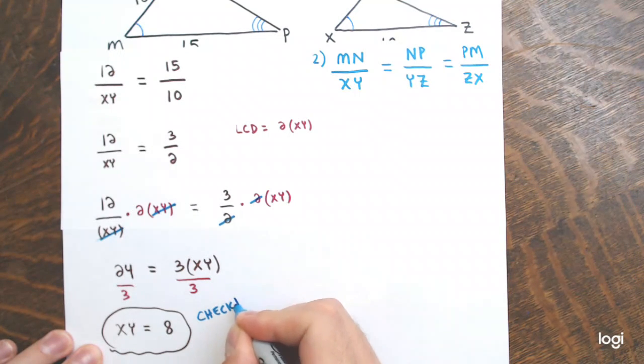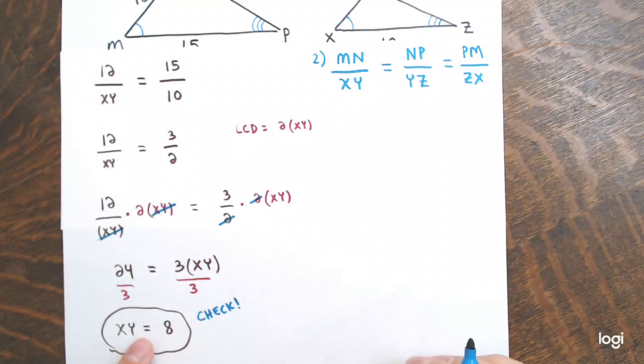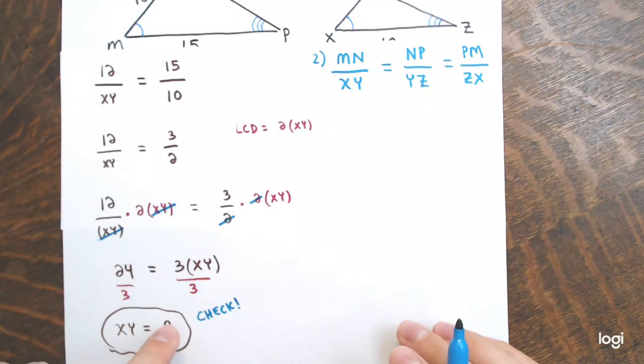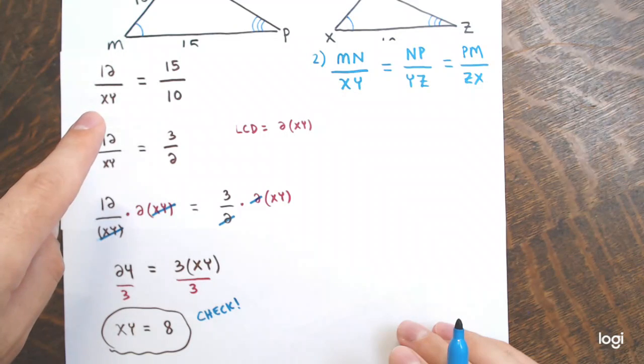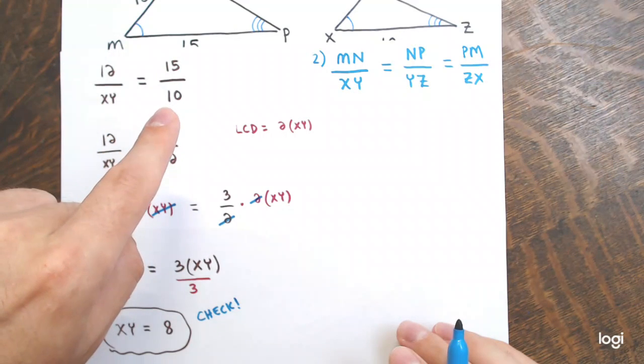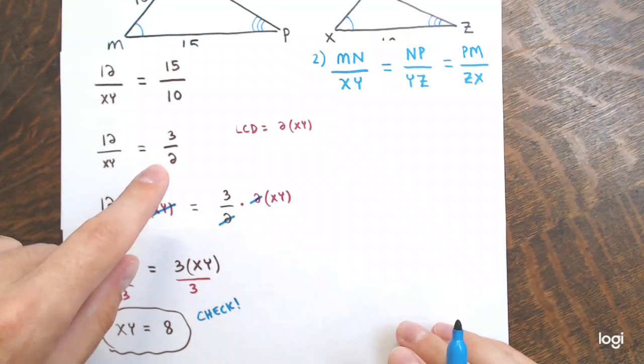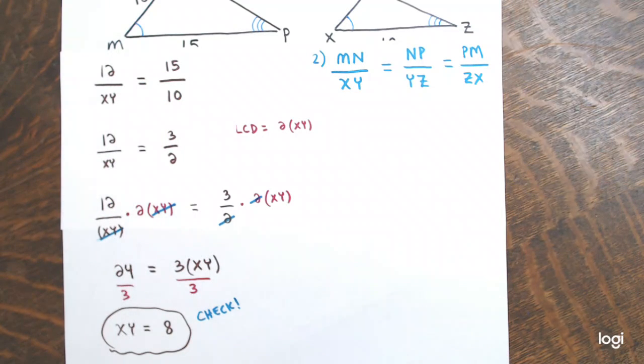Let's go back to the original proportion I set up, this one here. Replace the length xy with 8. Is 12 over 8 equivalent to 15 over 10? Well, yeah, 12 eighths and 15 tenths would both reduce to 3 halves. You'd have 3 halves equals 3 halves. So, yes, the 8 is a good solution here.